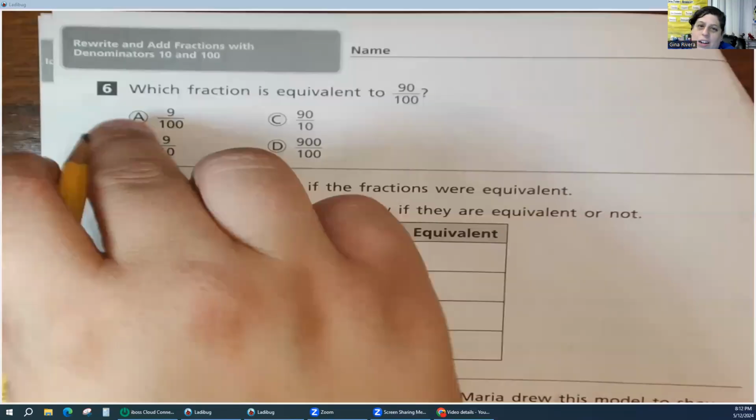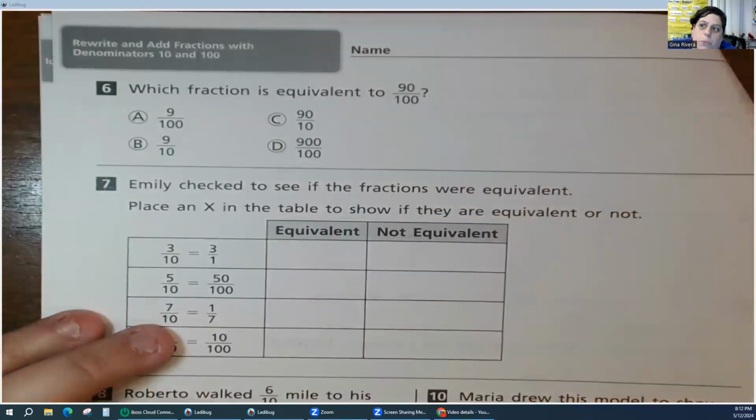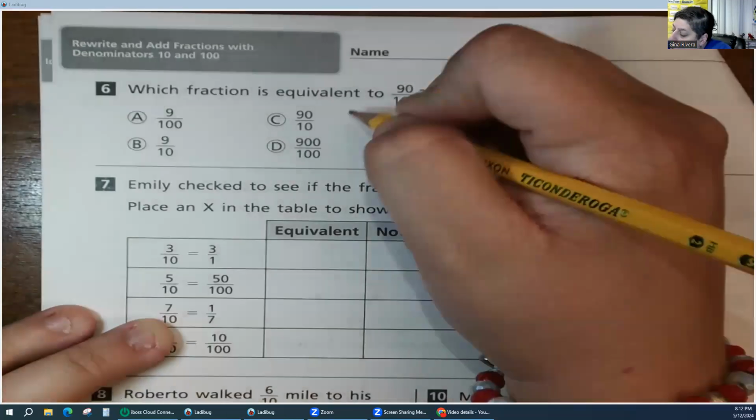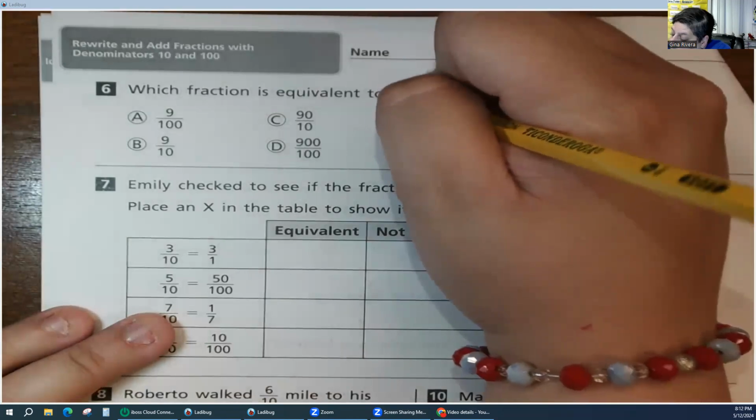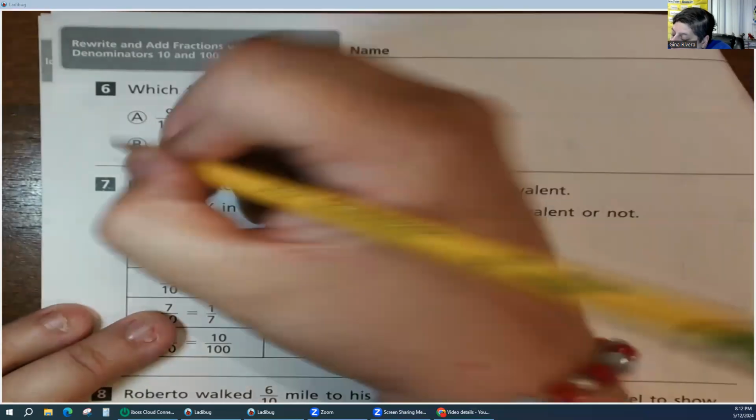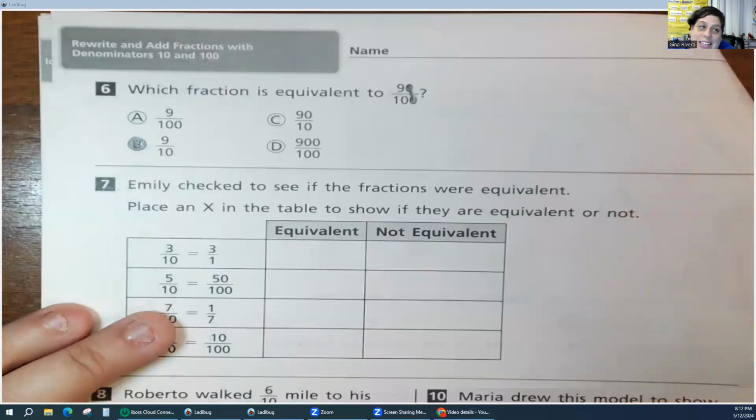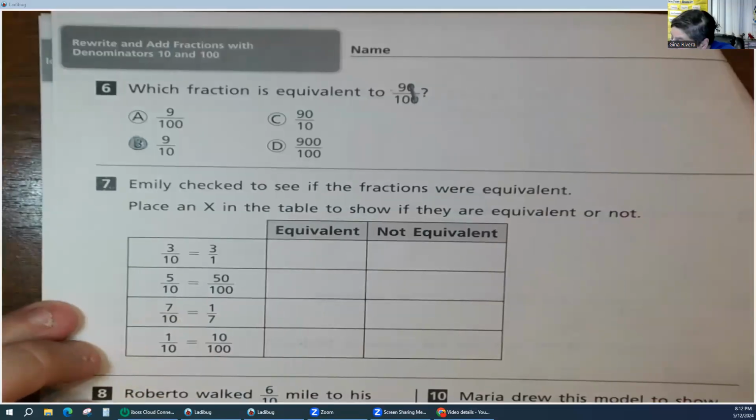So it's going to start at number 6 because it's the back of that first page that we did together in class. What fraction is equivalent to 90 hundredths? All you have to do when it's like that is take away a 0 from the top and bottom, and that's how you get 9/10. Look at this. You're rocking and rolling.